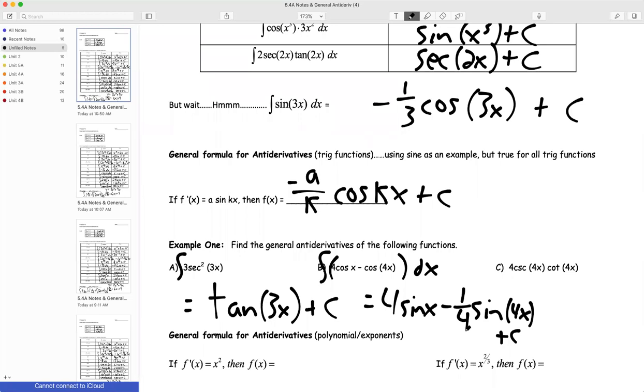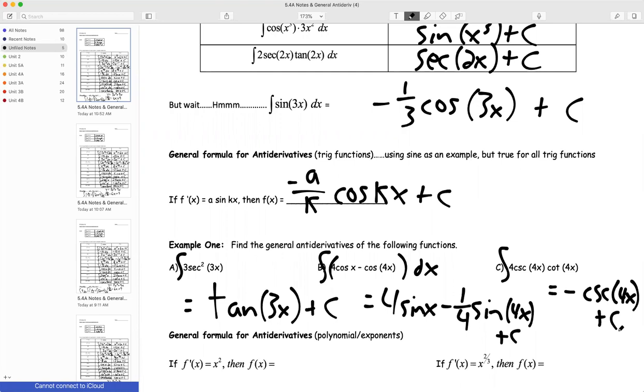So one more here. I have the integral of 4 cosecant of 4x cotangent of 4x. The antiderivative of cosecant 4x cotangent 4x is, it's what? Negative cosecant of 4x plus c. And now I take the 4 and divide it by what's in front, which just gives me 1. So this right here is my final answer. So that is for trig functions.